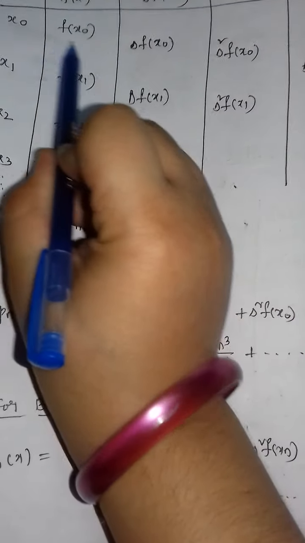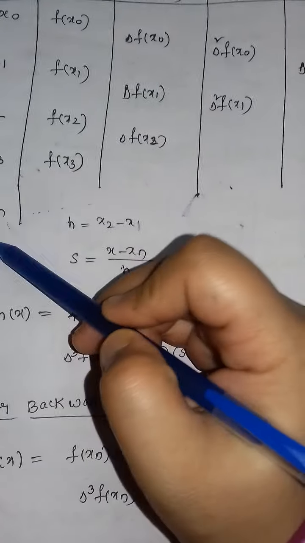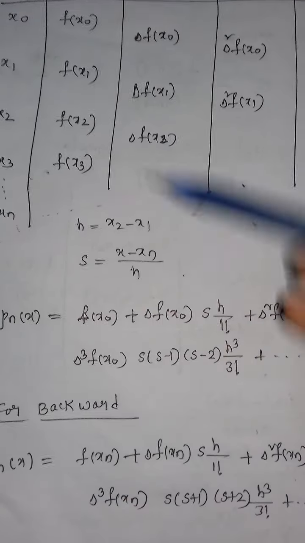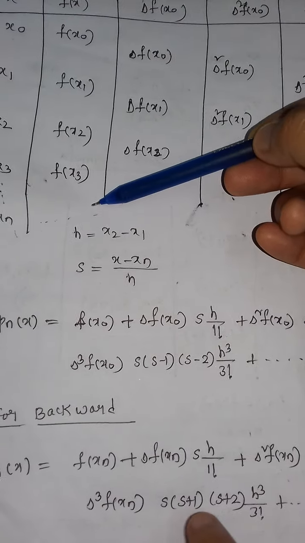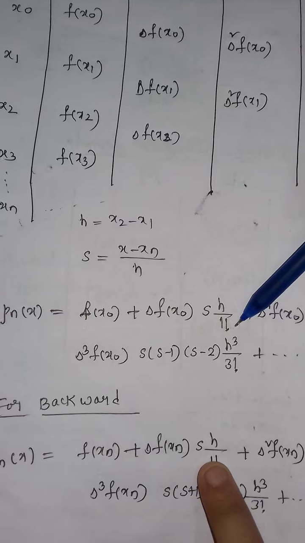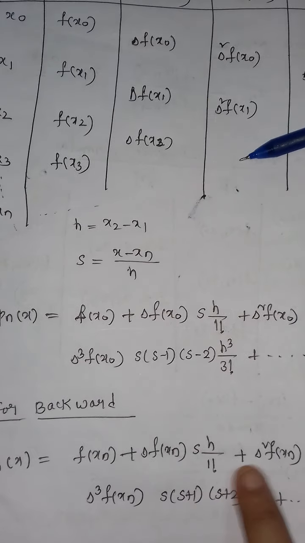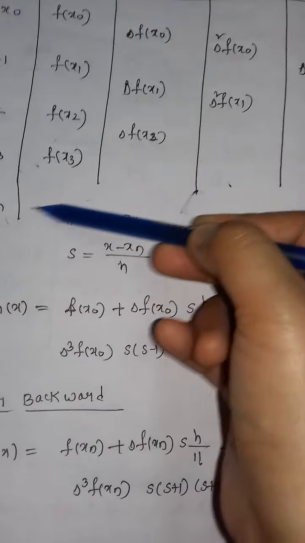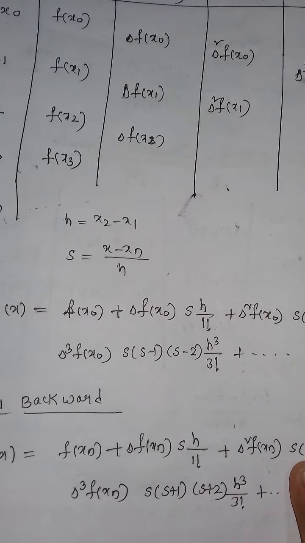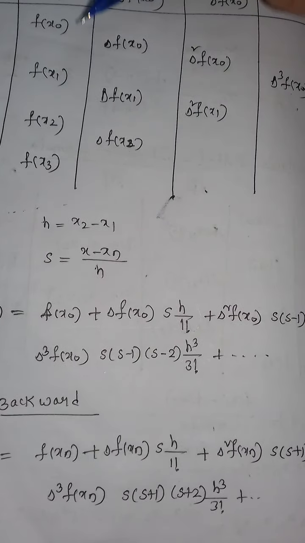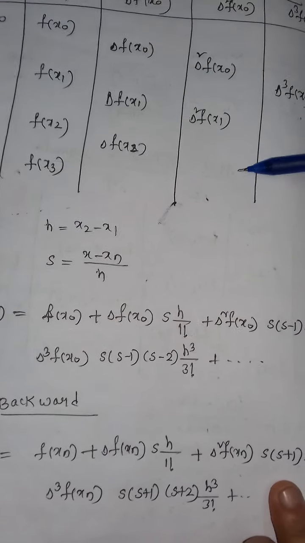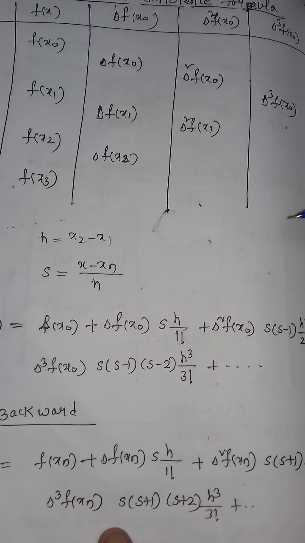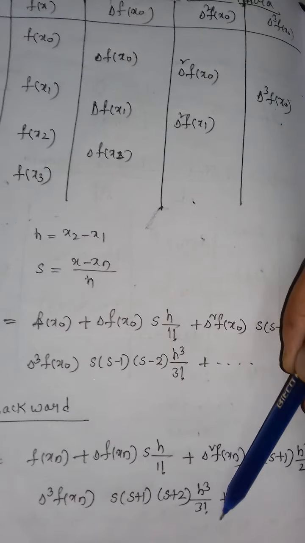Now for backward, you will take from this side. For forward you will take these values, for backward you will take these values. So we write f of xn plus this value, whatever value is here, you will write that, and then similarly s h by 1 factorial. Then again, whatever value is there, you write s into s plus 1. In backward, remember, it is s plus 1, we keep adding the values, whereas in forward we were subtracting. Okay, s into s plus 1, h square by 2 factorial, then h cube will be there, and s into s plus 1, s plus 2, h cube by 3 factorial.